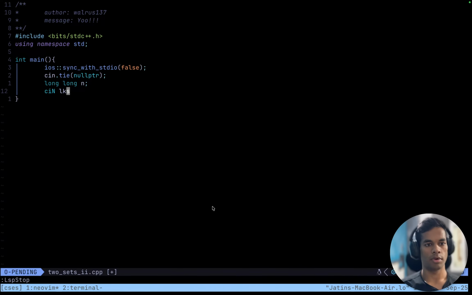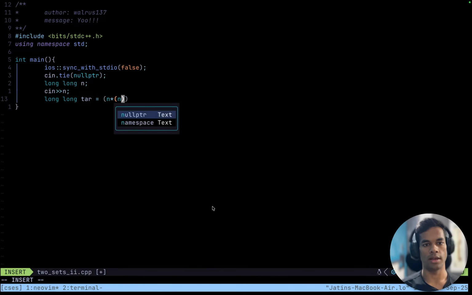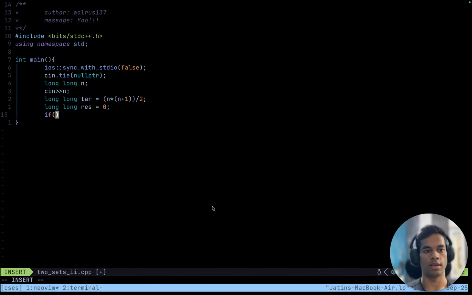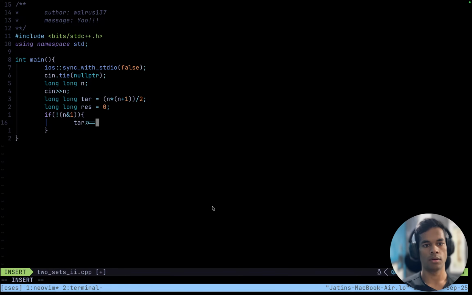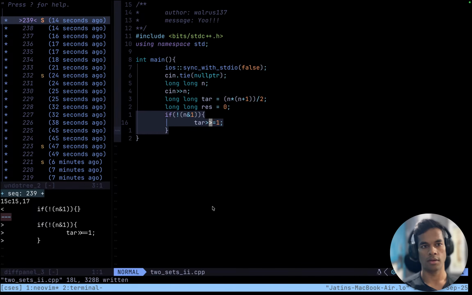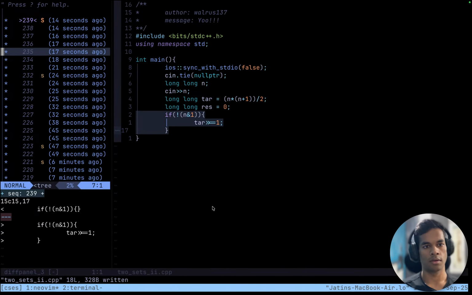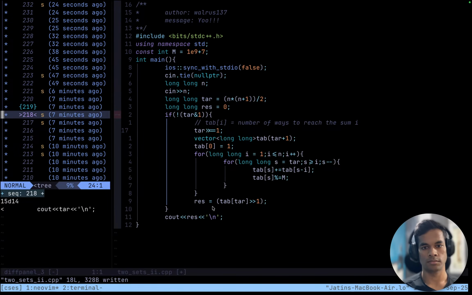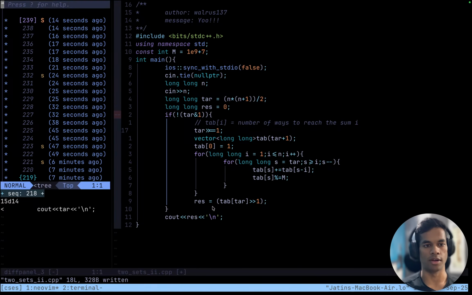LSP stop. Long C in N, and yeah, tar equals N into N plus 1 divided by 2, and long this equals 0. If not N and 1, if N is even, then tar left shift. Wait, I didn't mess up the left and right shift probably. Right? Yeah, I didn't mess it up. So that is fine.